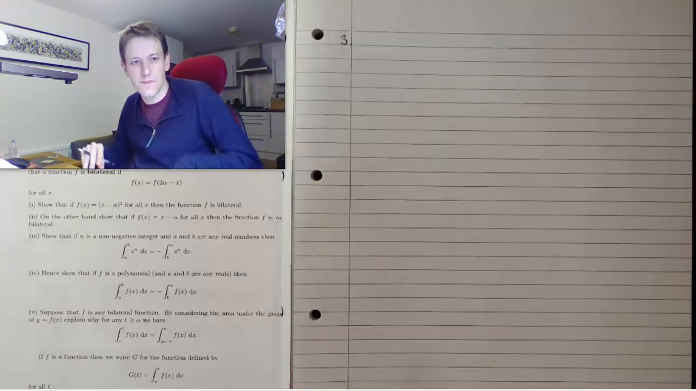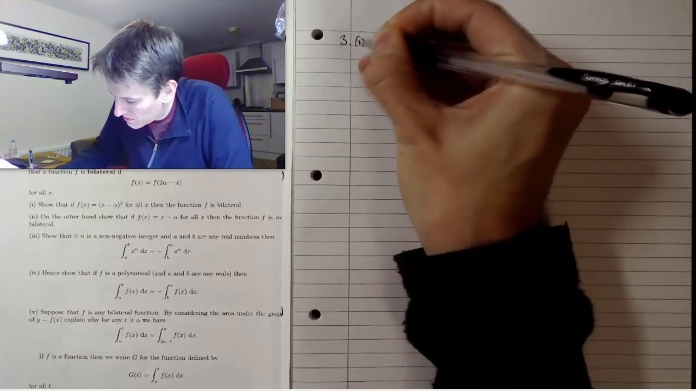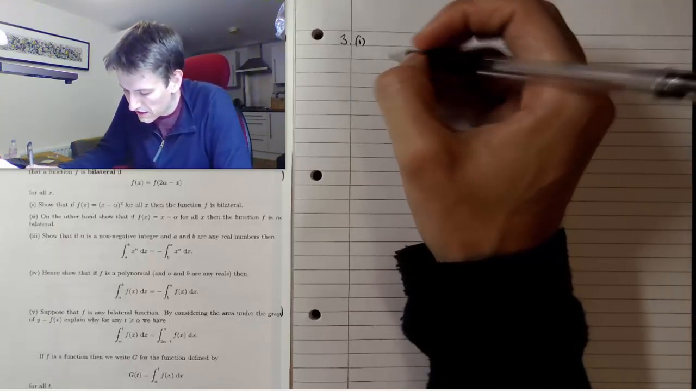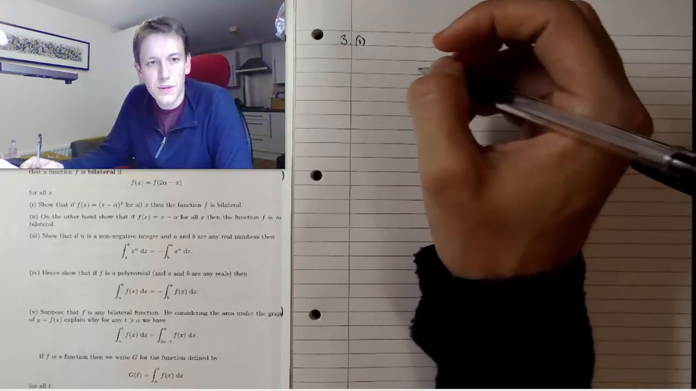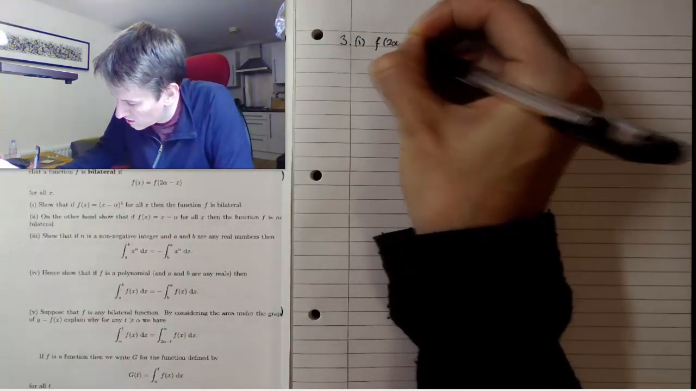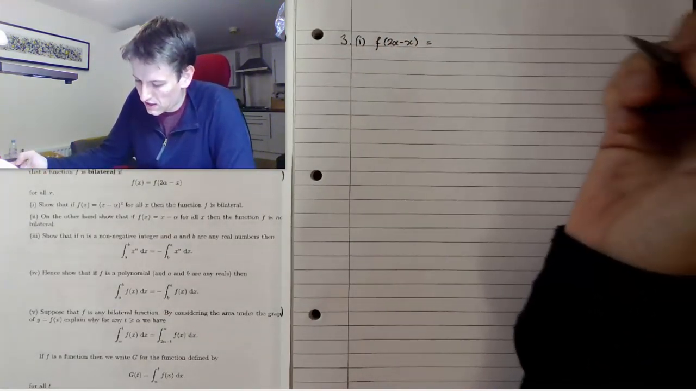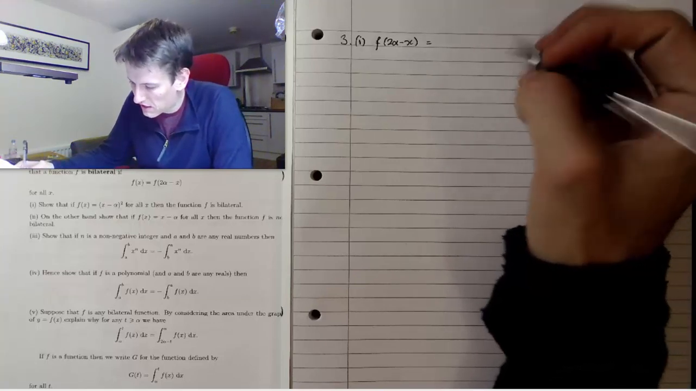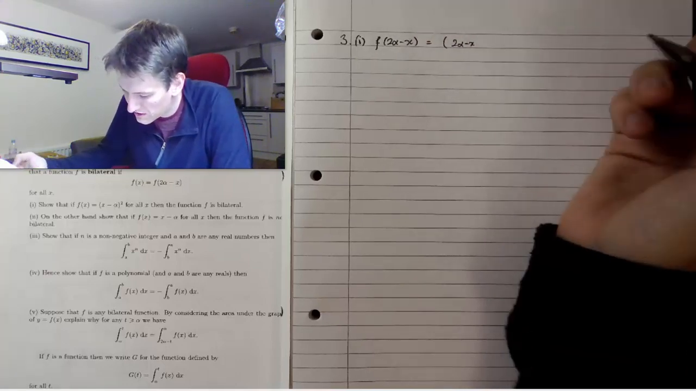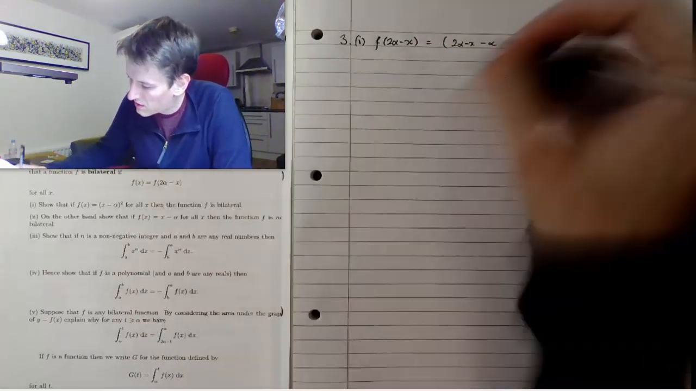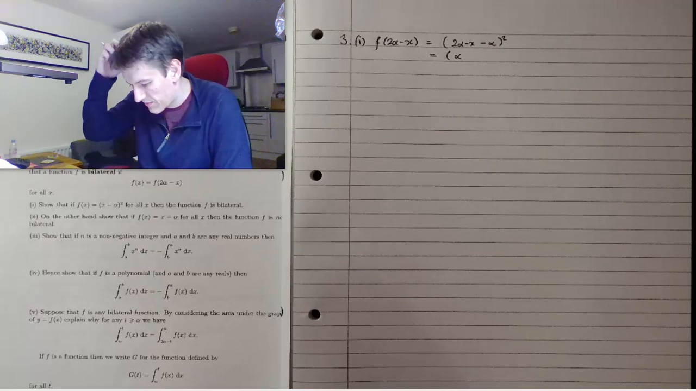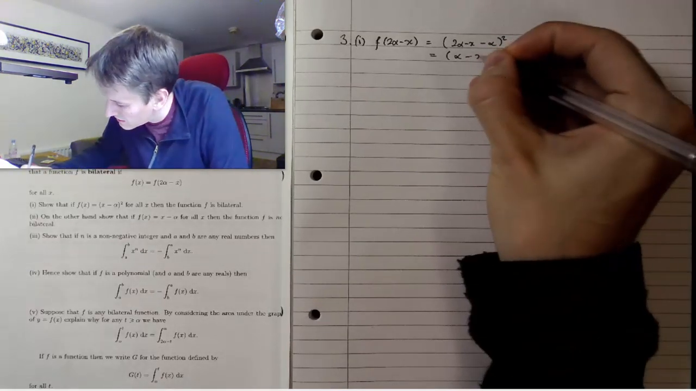We'll just use it. So part 1 here, it says show that if f of x equals (x minus alpha) squared, then the function f is bilateral. Okay, so what we need to do is to show that the definition is satisfied. So we look at f of 2 alpha minus x, and the function here is (x minus alpha) squared. So I will take this as my x, so I get 2 alpha minus x, and then I subtract alpha, and then I square it. Okay, so 2 alpha minus alpha is alpha, so that's (alpha minus x) squared.